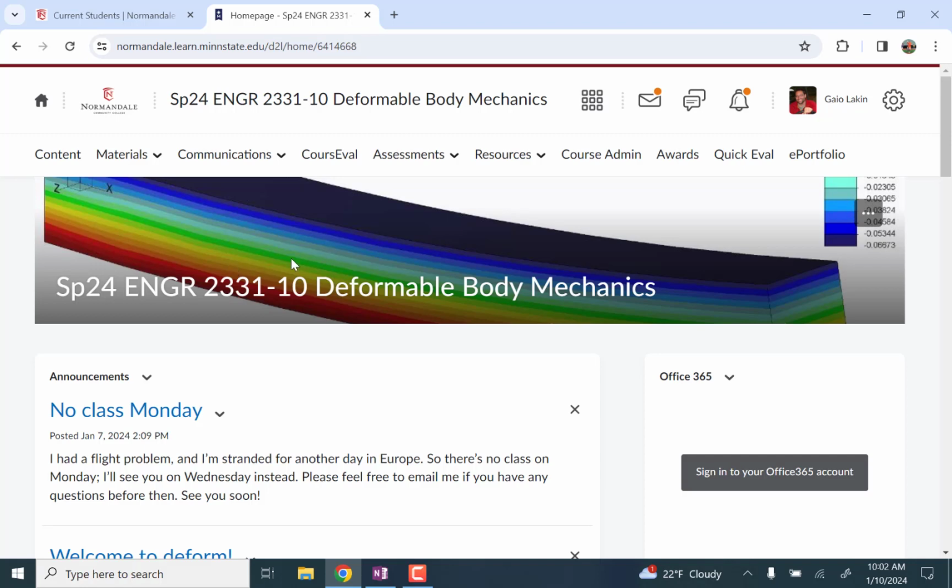You can see in this background picture, that's a finite element analysis printout or graphic. What we're doing in this class is some very simple applications, calculations in very simple setups of the same stuff that you would use finite elements for, if you've ever heard of finite elements. We're going to be talking about stresses and strains.